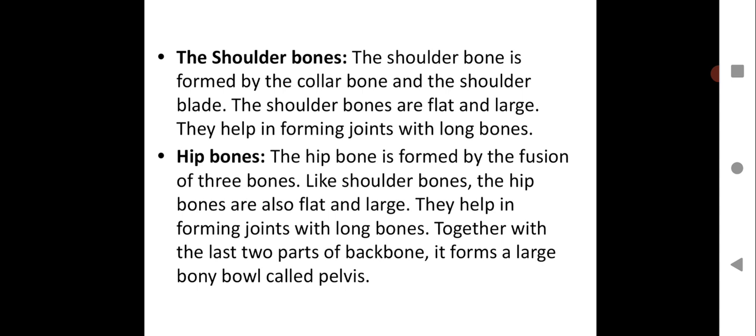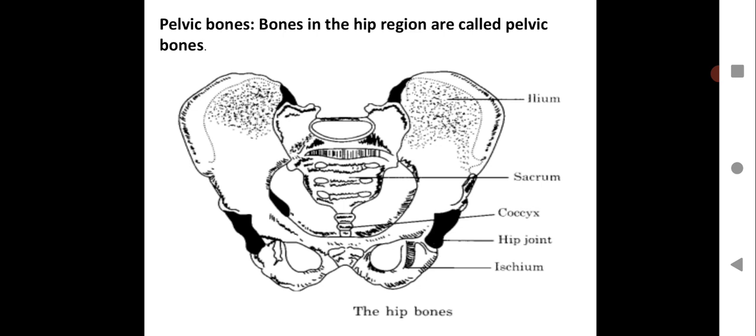Please take down all these important points, children, in your notebook. I hope you are writing. So let us see the hip bones, that is, the pelvic bones. Bones in the hip region are called pelvic bones. So these are the hip bones. That means all these bones will form the pelvic bones. You can just have a look at the image, children, for some idea about the hip bones. It has the hip joint and all the other parts. You can see how it is extended and bowl-like in structure, and it gives proper support to the body.